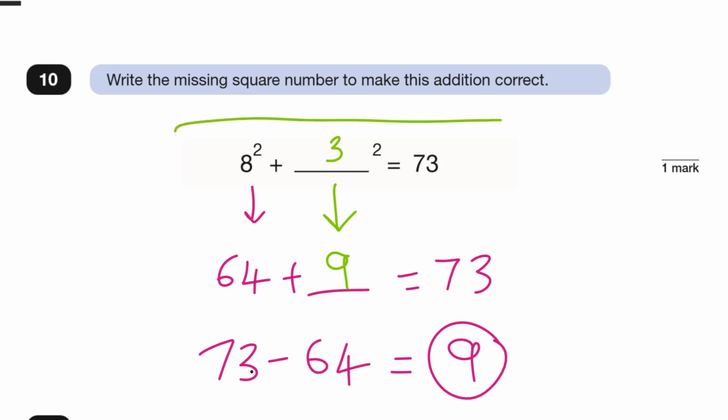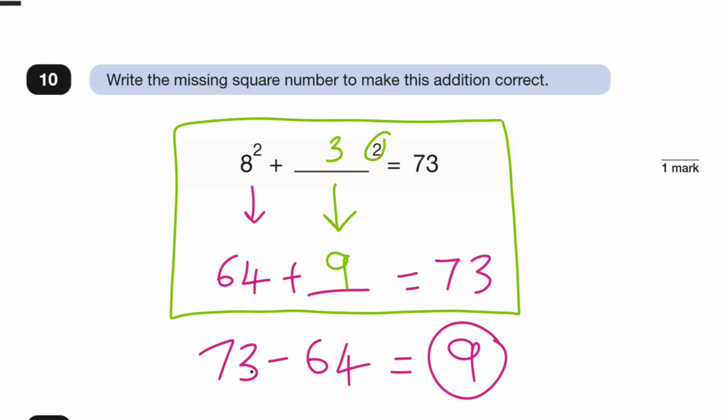So just have a little look at that, pause that, and just have a rewind if you need to watch that again. 9 is a square number, but because that little 2 is there, we need to make sure we write the number that's going to produce the 9 once it's squared, not write the number 9, because that would make it 81.